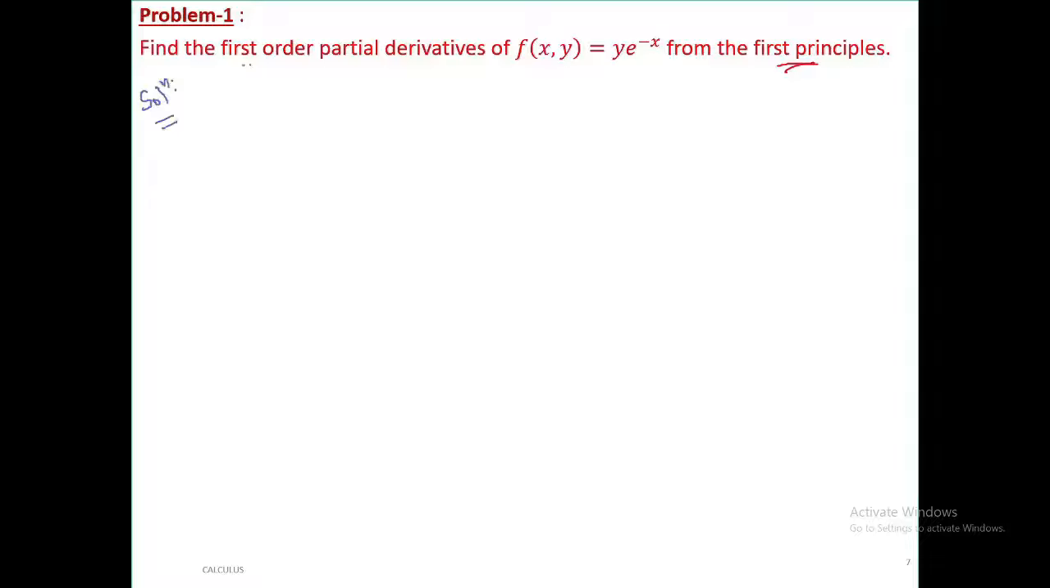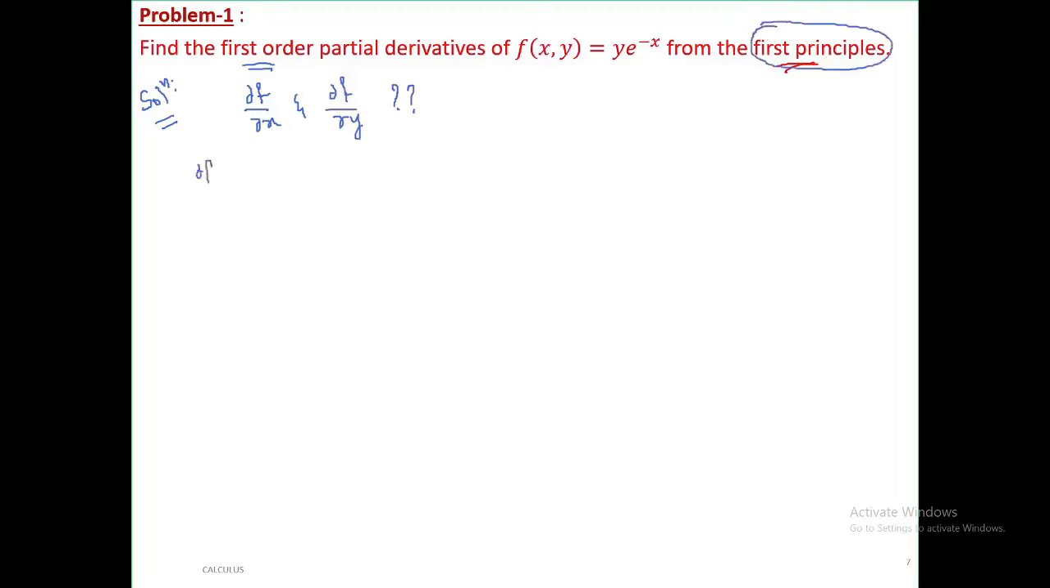Okay. I want first order partial derivatives. That means ∂f/∂x and ∂f/∂y. So these are the question marks because these are the first order partial derivatives. But how? By first principles I have to proceed. First principles means by definition.